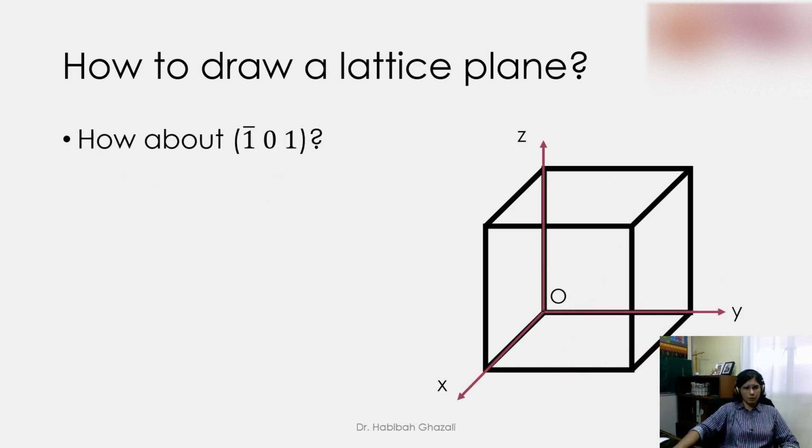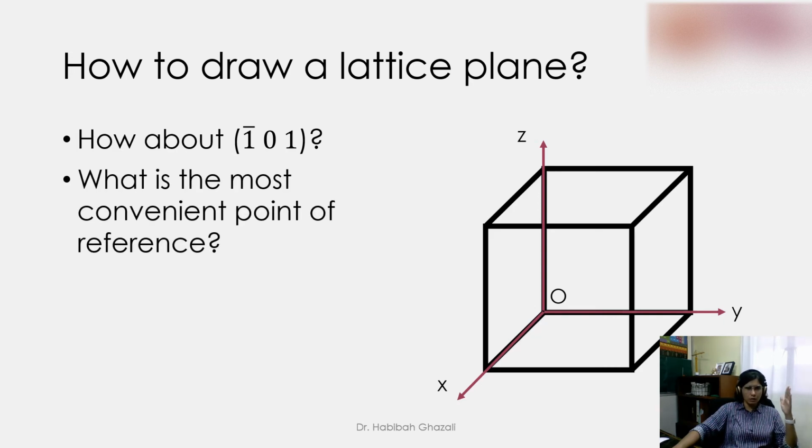And again, how about this one? This one is bar 1, 0, and 1. So you know that for one of the axes, which is the X axis, this plane would not intercept in that axis. And it will intercept at -X instead of X. So we need to move our point of reference again. What is the most convenient point of reference? The most convenient point would be there, because it's going to give you a negative index for the X.